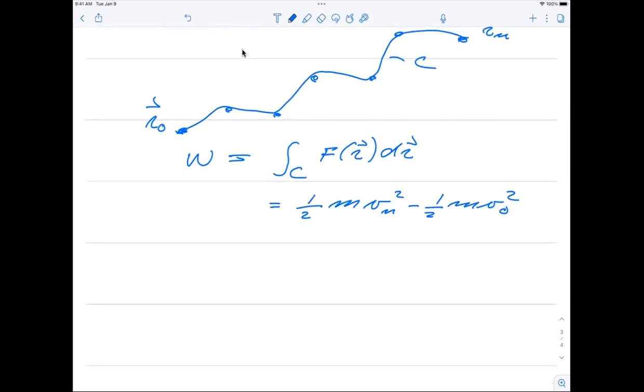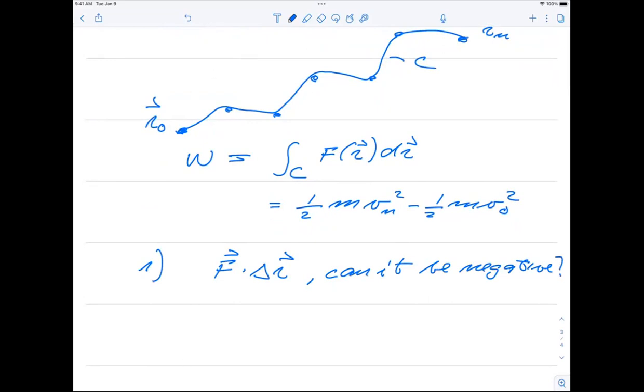Now, I want to ask you some questions, just to break the monotony of me preaching all the time here. If you look at this F times delta r, can this be negative? And if so, what does that mean? Any good suggestions? Whether this is a quantity which can be negative or not. What happens if that quantity is negative? What would it mean?